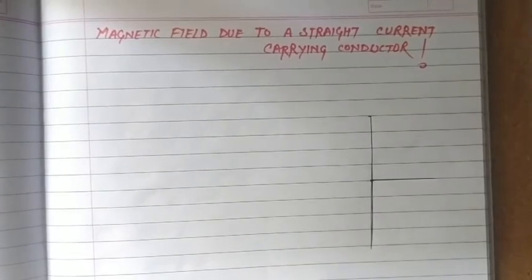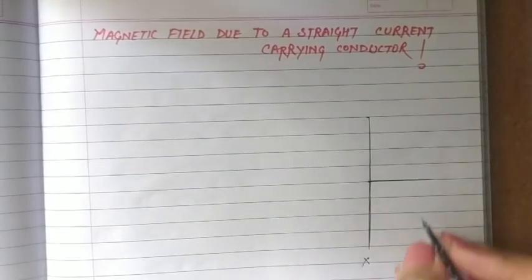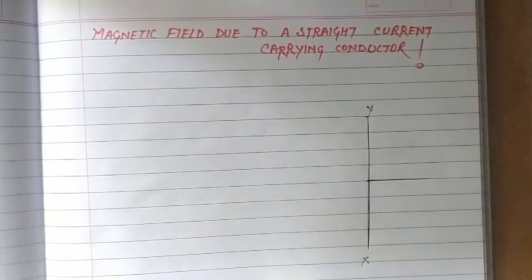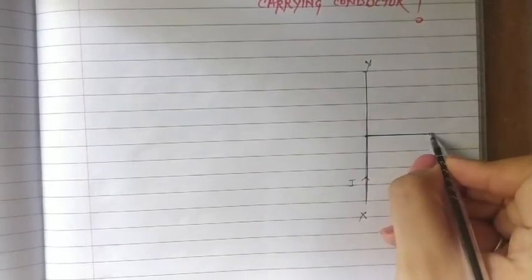Here we consider a straight conductor XY, as I am showing in the diagram. I have considered a straight conductor XY carrying a current capital I from point X to point Y. Now we want to find its magnetic field at some point. Let that point be capital P here.